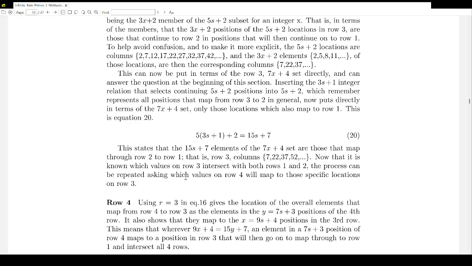So now that it's known which values on row 3 intersect both rows 1 and 2, this process can be repeated, asking which values on row 4 will now map back to these specific positions. So this is all you're doing. And I'm going to do this 3 more times because it takes 3 more. It depends how fast you see patterns, right? But the overall pattern that we're looking for becomes clear after you've done this up to the 5th or 6th row. Then you really get a feel for how to do what I just did.